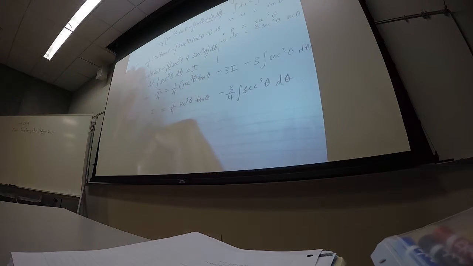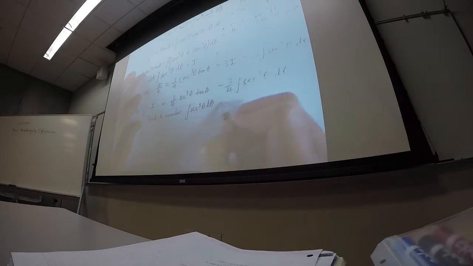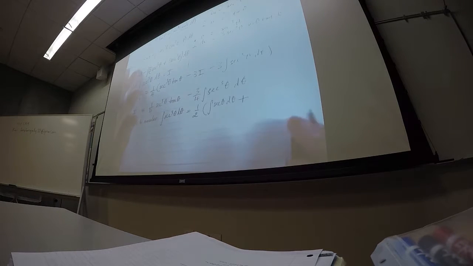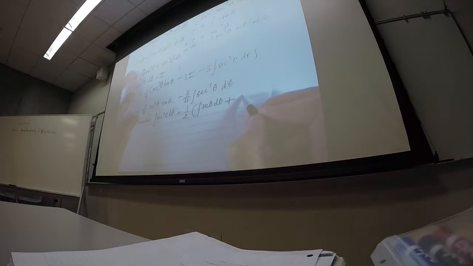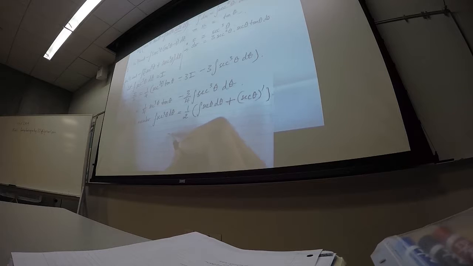So, trick to remember. The integral of secant cubed theta d theta, right? Equal to 1/2 the antiderivative of secant theta d theta plus the derivative of secant theta. Okay? Right? So that's our way to remember.